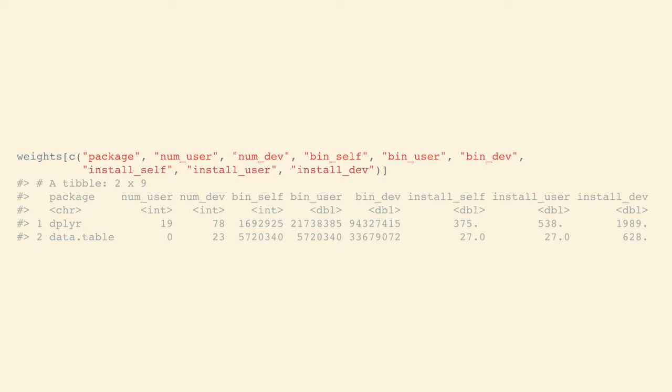And then install_self, install_user, install_dev would be the median installation time. So it pulls that information from the CRAN landing page and gives you an idea of the installation time for the package itself, the user, and the development dependencies.